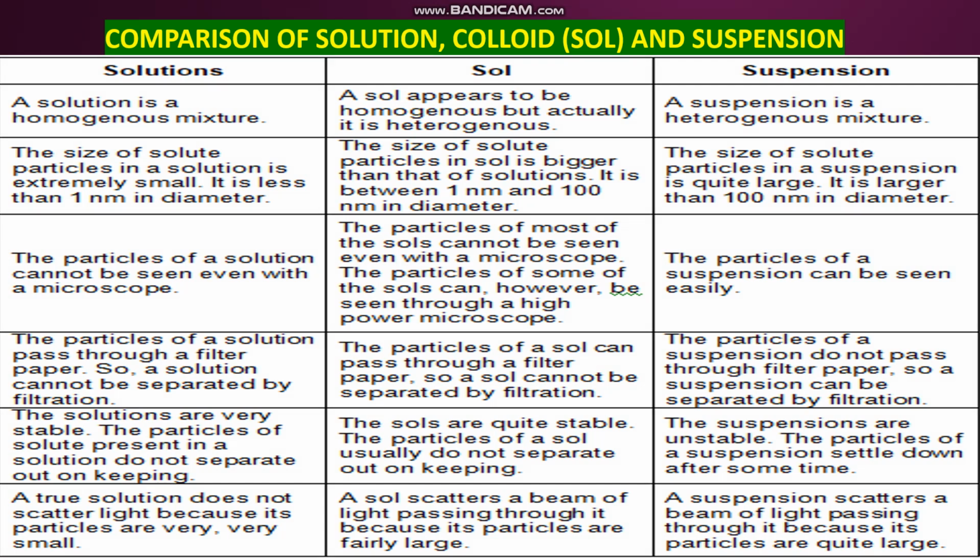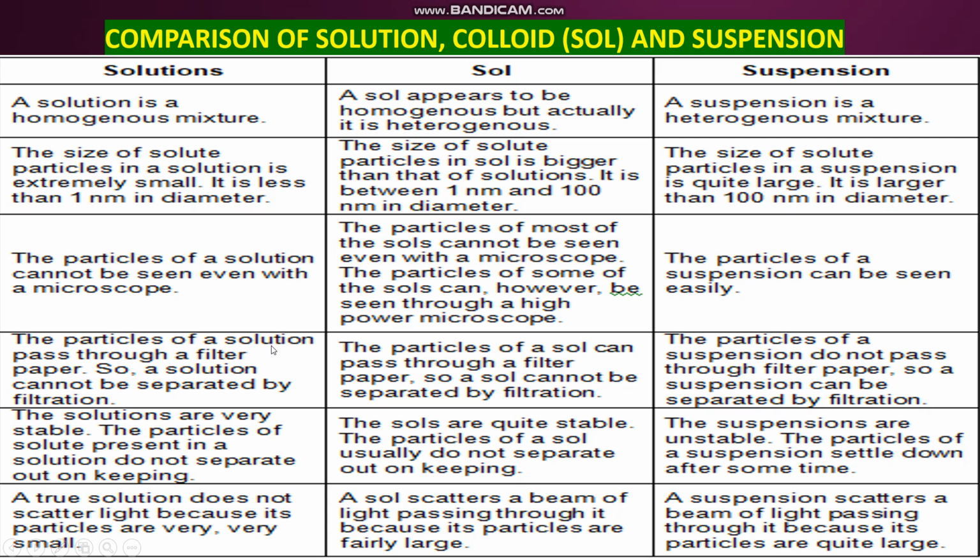The size of solute particles in a solution is extremely small. It is less than 1 nanometer in diameter. The size of solute particles in a sol is bigger than that of solutions. It is between 1 nanometer and 100 nanometer in diameter. In suspension, the size of solute particles is quite large. It is larger than 100 nanometer in diameter. So here we have seen the size of the solute particles. The solute particles are called the dispersed phase.